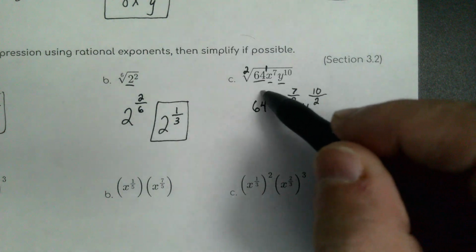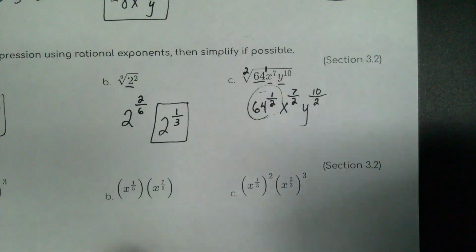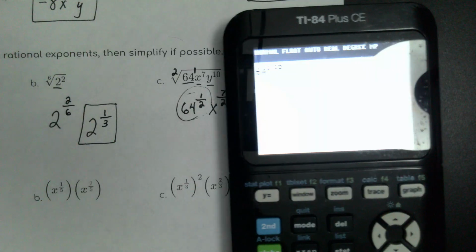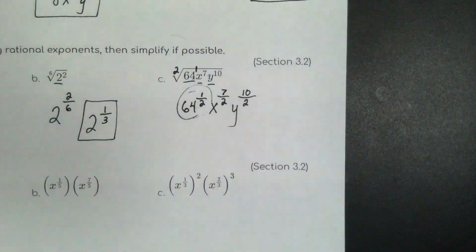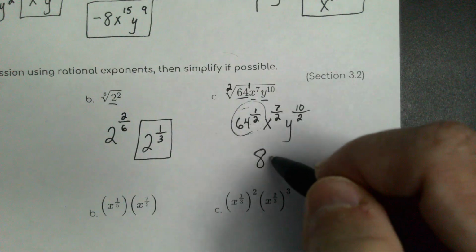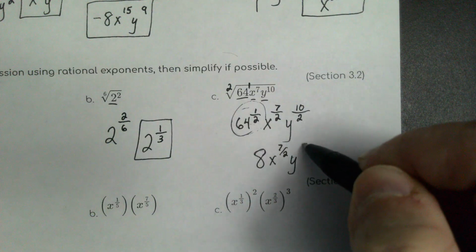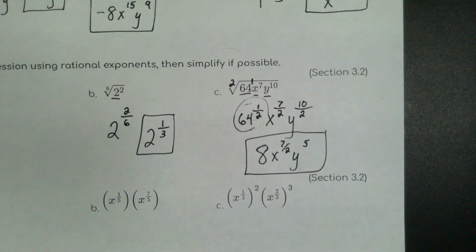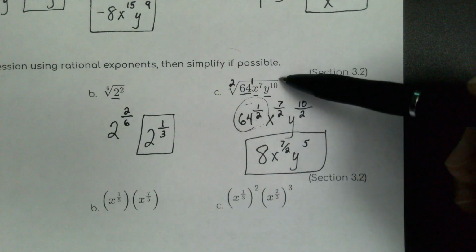So 64 to the 1/2, let's look at that in a calculator. So the square root of 64, hopefully you know that is 8. But we will take a look. 64 to the 1/2 is 8. So we get 8. 7 over 2 cannot be simplified. And then 10 over 2 can be simplified to 5. 10 divided by 2 is 5. So there is the answer to that one in rational exponent form, radical form.